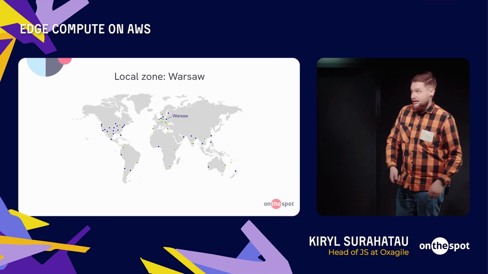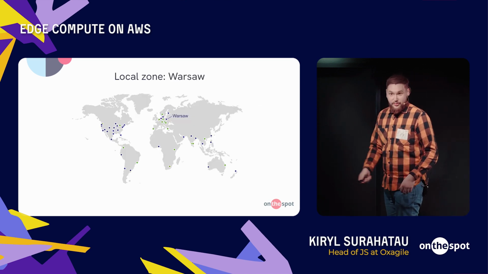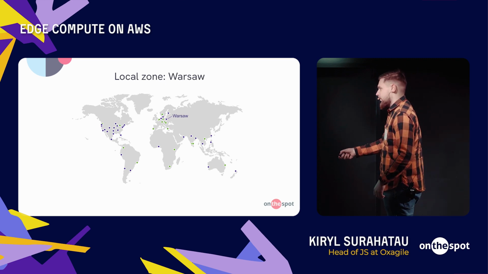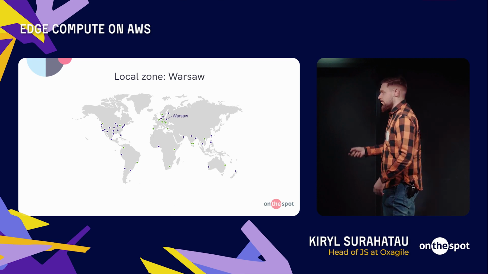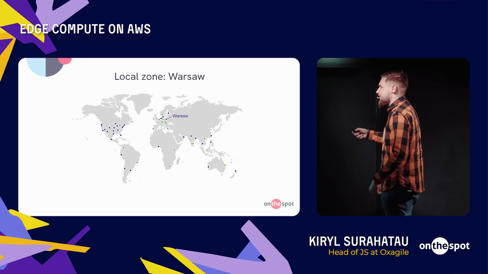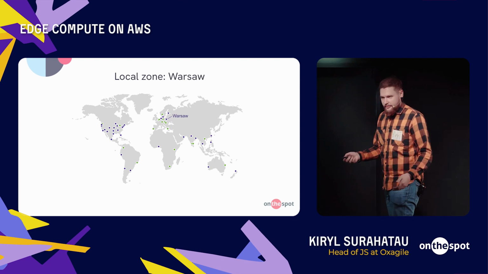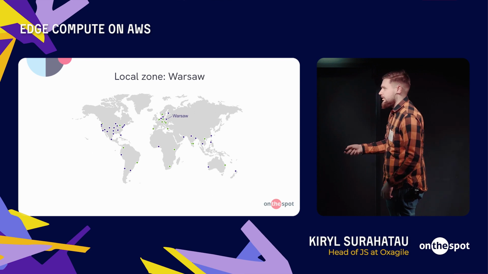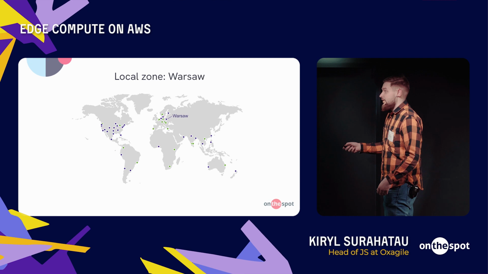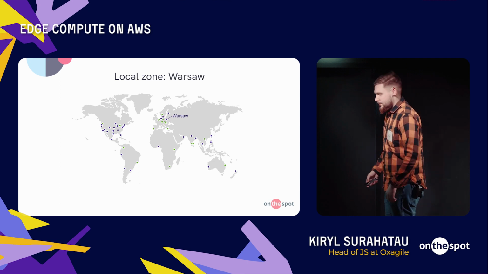And actually, there is a local zone in Warsaw. So you can see purple dots on the map here. These are already existing local zones. You can see green dots on the map. These are local zones that are going to be set up. Most of them, as with many AWS services, are in the United States, but we actually have a local zone in Warsaw, and many companies are already using it.